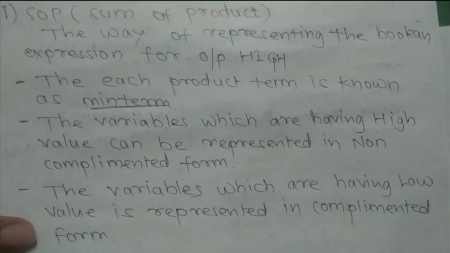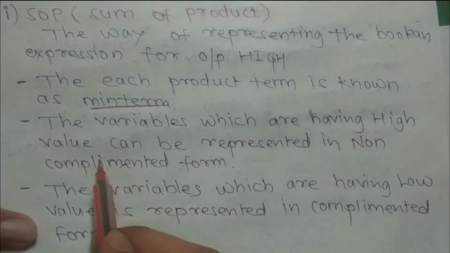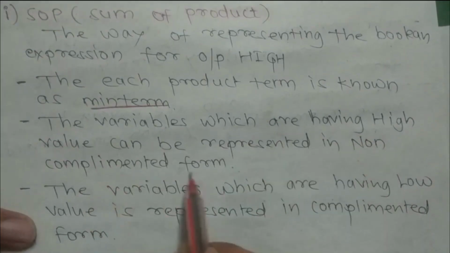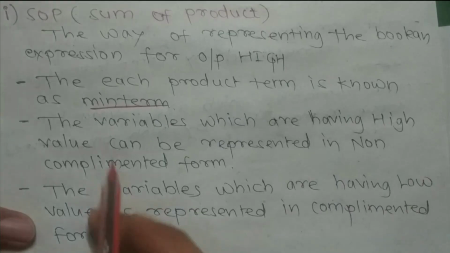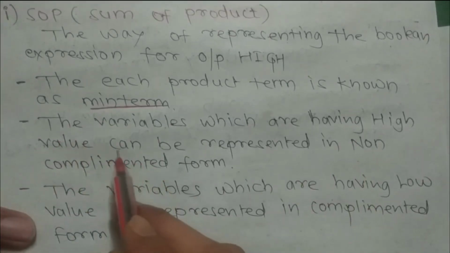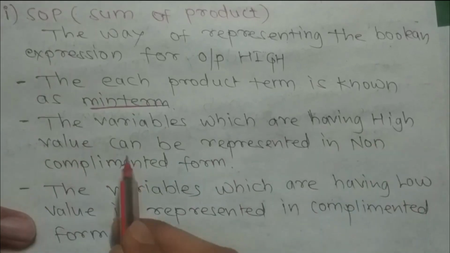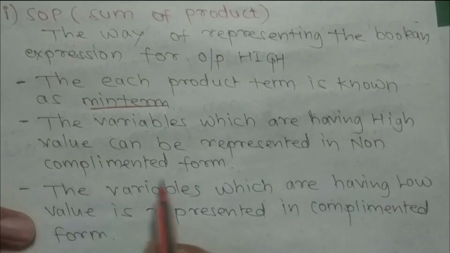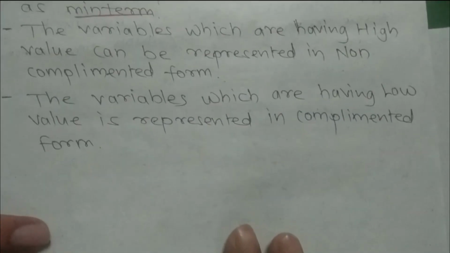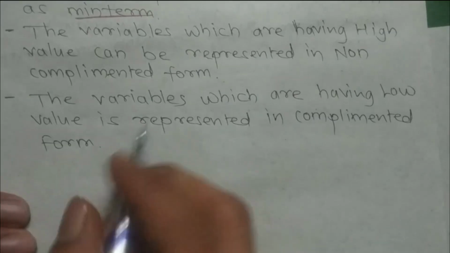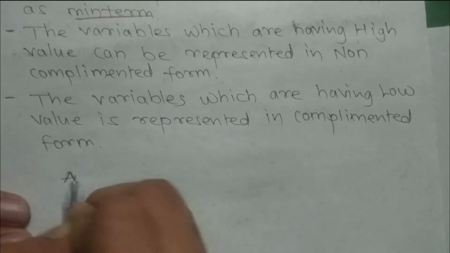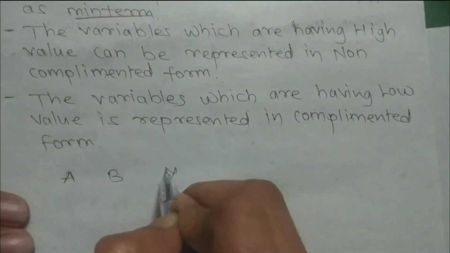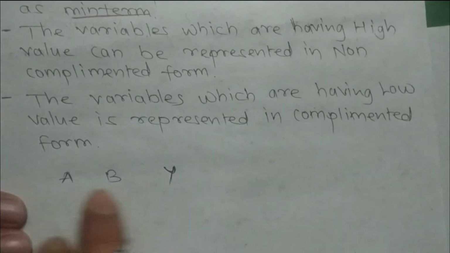Next, the variables which have high value can be represented in non-complemented form. We are going to see one example for this. What this statement says is that variables having high value can be represented in non-complemented form. Let's take one example. Suppose there are variables a and b, and y is the output. Y is a function of a and b.